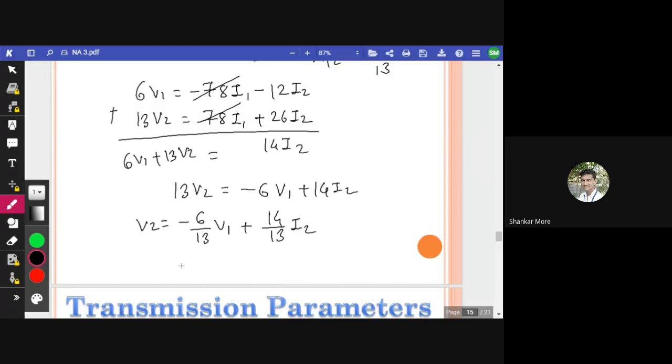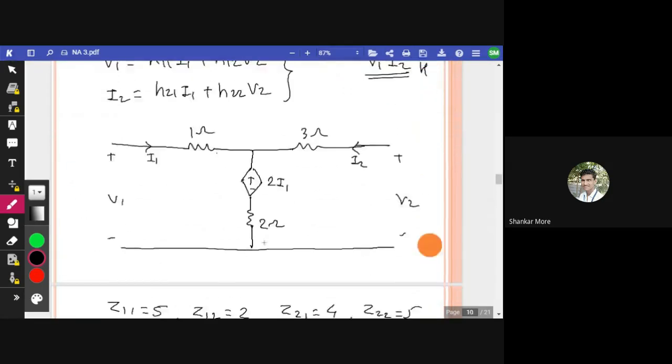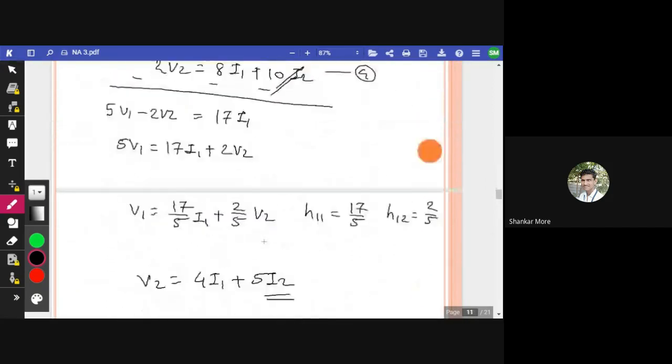i2। so यहाँ पे h21 जो है वो h21 क्या रहेगा, h21 रहेगा 6 by 13 and h inverse 2 1, h inverse 2 2 will be equal to 14 by 13. Okay, so this is how we calculate it. Now we'll revise this quickly and then we'll close the class for today.